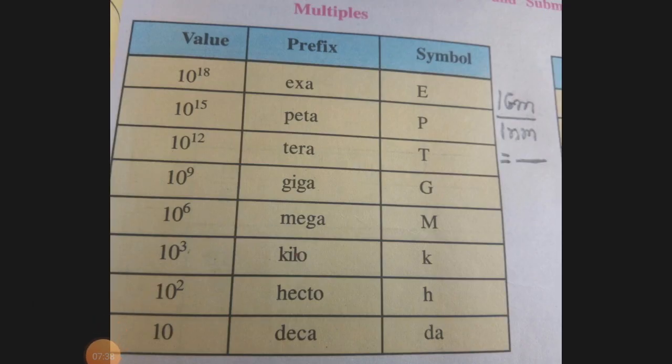Now these are the multiples of SI units given in the table, which will be helpful to solve questions like this. Here I have given you one question as an exercise written beside the table outside: 1 gm upon 1 nm equal to dash. This table will be useful for solving this, to obtain this fill in the blank.